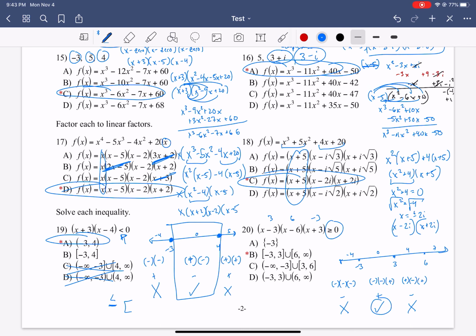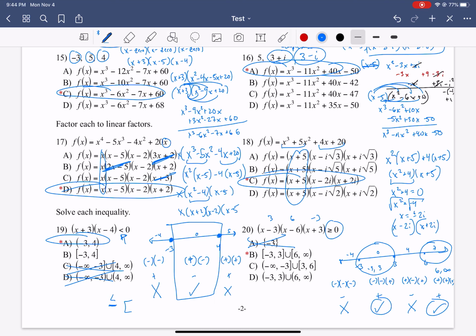Then we have one more little interval, which would be to the right of 6. For example, 7. 7 minus 3 is 4, and that's positive. 7 minus 6 is a positive, and 7 plus 3 is a positive. So altogether, that would be a positive, which is in the solution set. So we have these two intervals, so we need 2 pairs of brackets. A is out of the question. We want the interval between negative 3 and 3, and then from 6 all the way to the right, which would be to infinity.